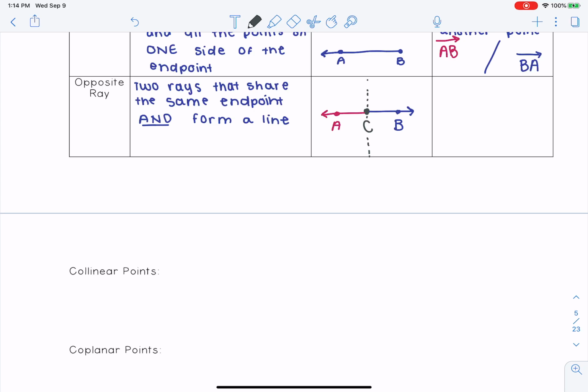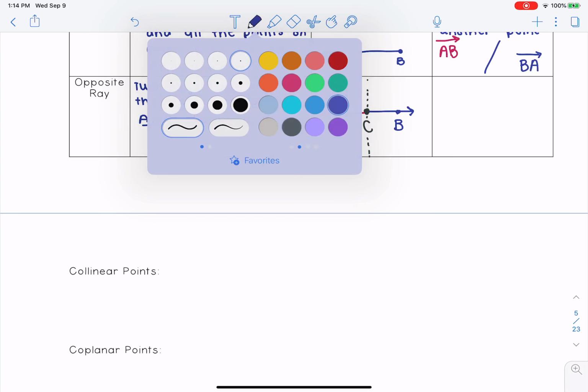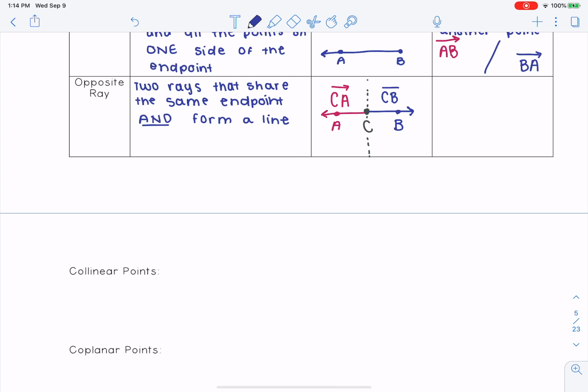I form a line. So this first ray, we start with the endpoint, and this is CA. This second is CB. And so CA and CB are our 2 names, and you always start with the common endpoint.